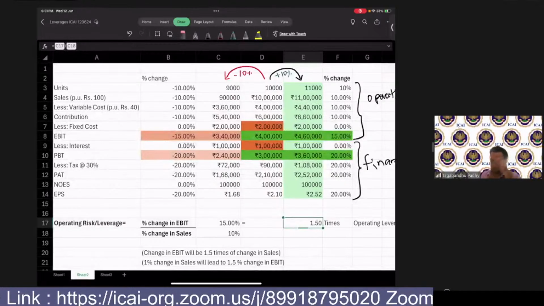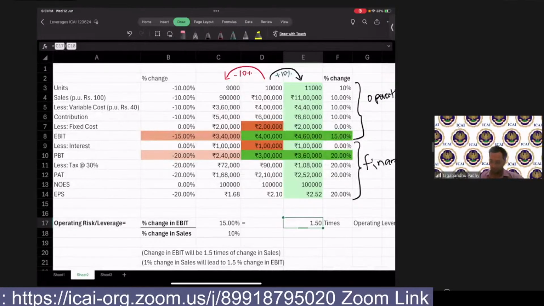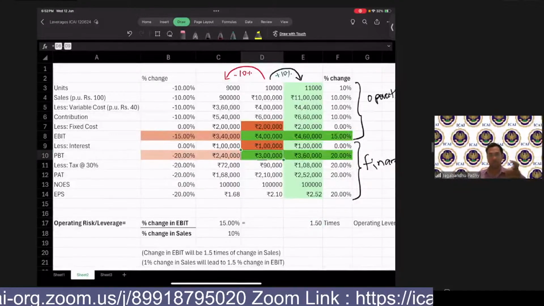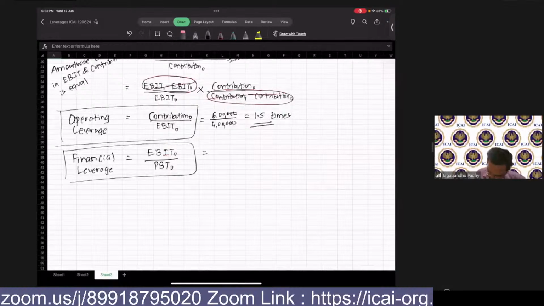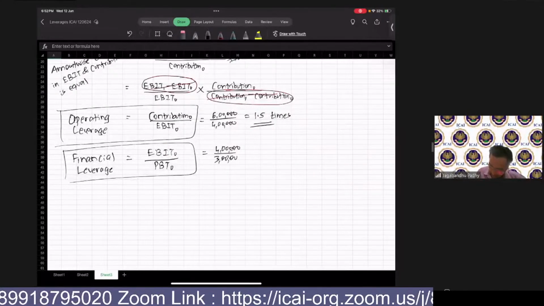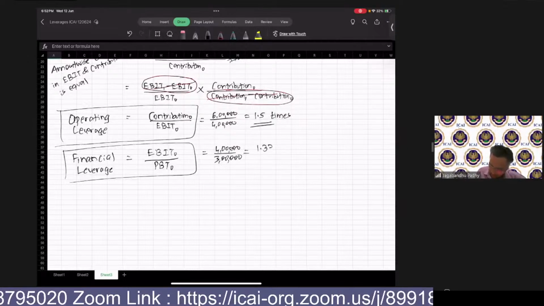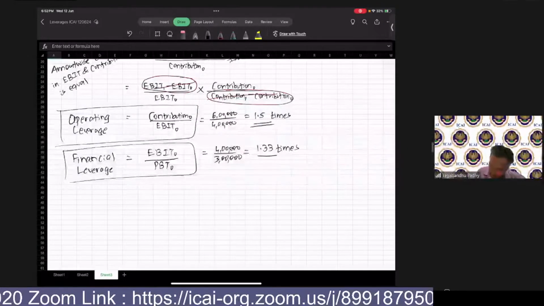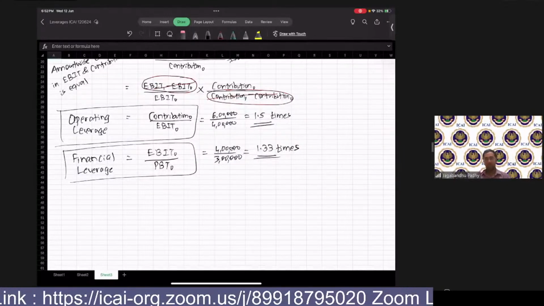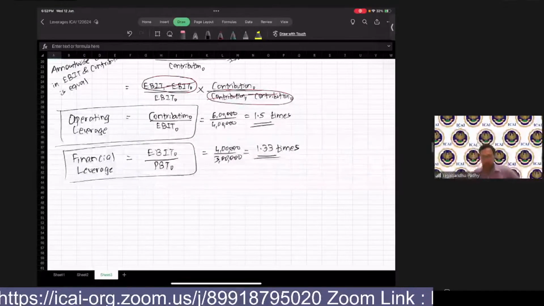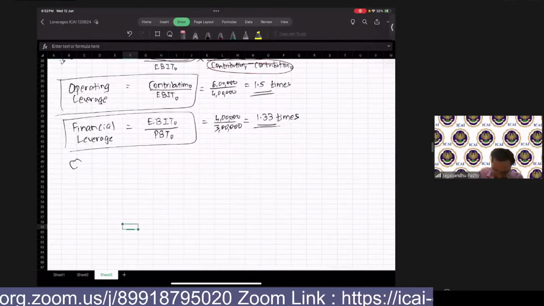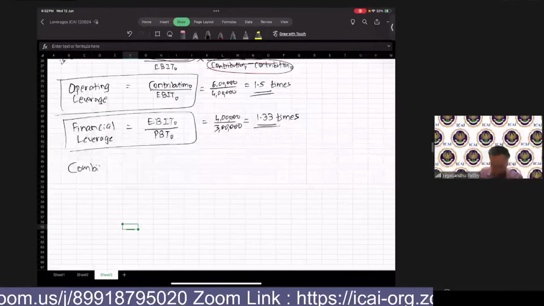You can observe that it will give you the same answer. In the base case, EBIT is 4 lakh and profit before tax is 3 lakh. So if you just divide it, 4 lakh divided by 3 lakh is 1.33. So operating leverage is 1.5 times and financial leverage works out to be 1.33 times even using the shortcut form.